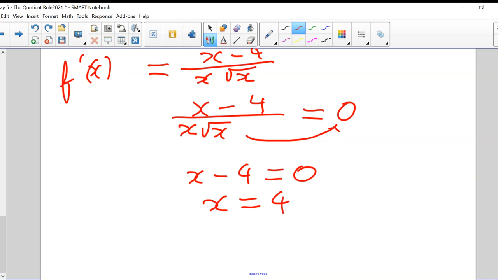That's the point at which the slope of this function is going to be 0, right? You don't have to look at the denominator to figure this out. You look at the numerator. In fact, you don't want the denominator to be 0, because the denominator being 0 is going to make this thing undefined. You just want to set the numerator equal to 0 and solve. And in this case, x is equal to 4.